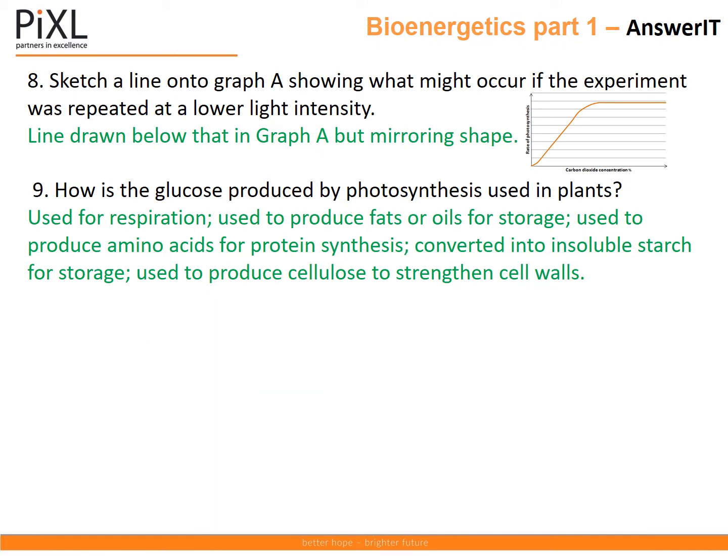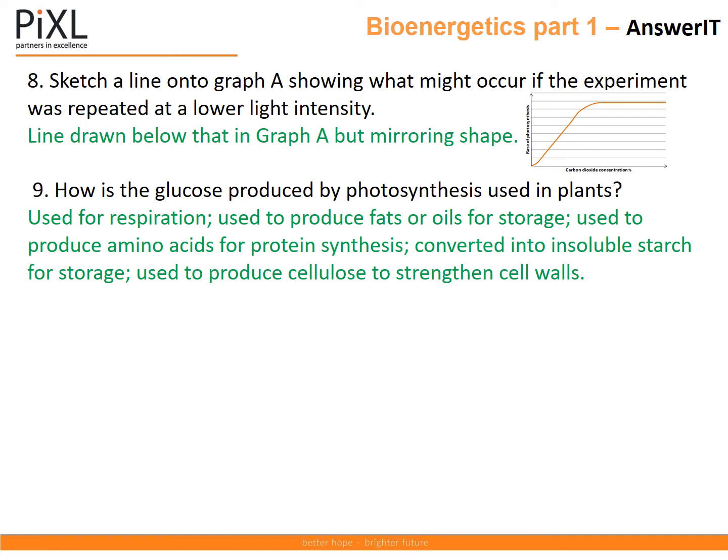Okay, last 2 questions then. Question number 8, sketch a line onto graph A showing what might occur if the experiment was repeated at a lower light intensity. Now you should have a line that looks pretty much the same as the original line, but it will be lower down. So it will still start at 0, 0. It will increase, but it will be at a lower level than the original line. And it will still plateau, but it will be lower than the original line. So pretty much the same, just lower down.